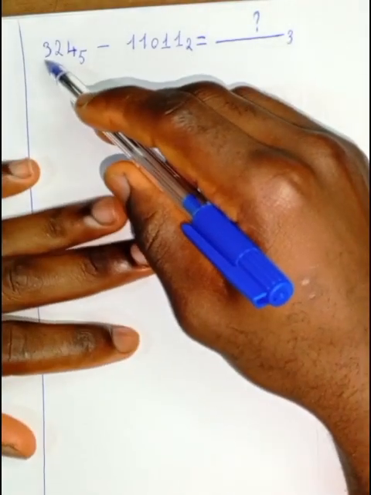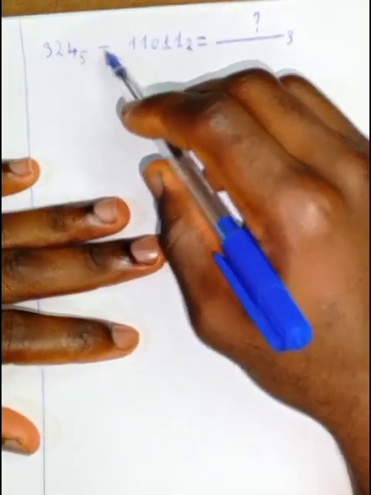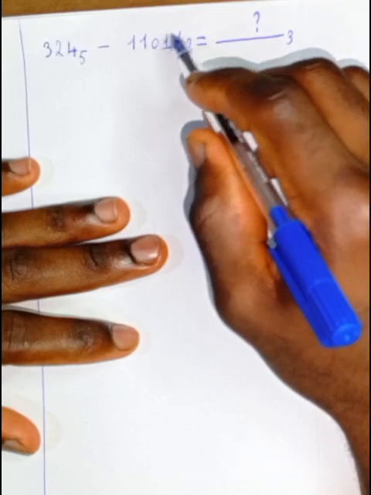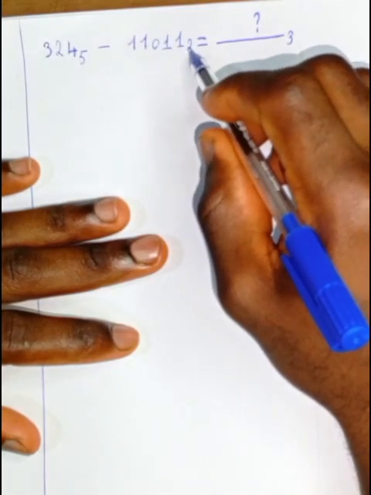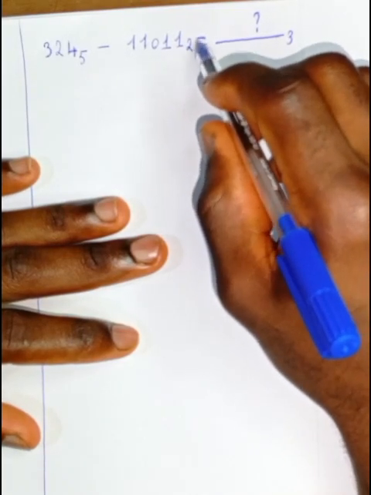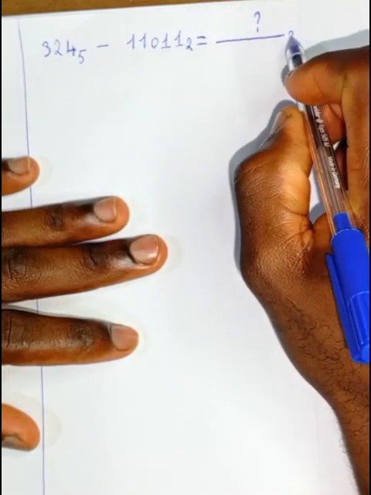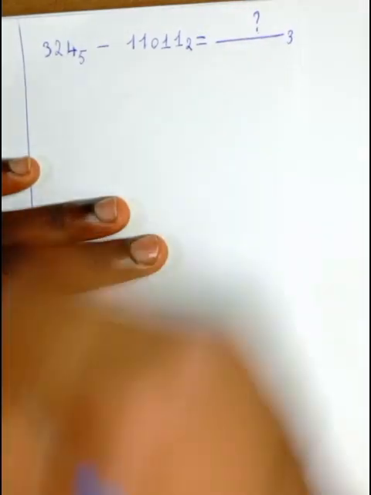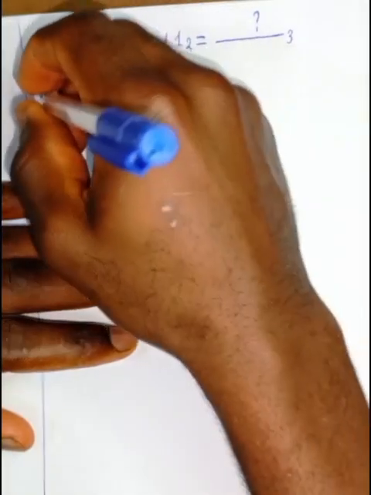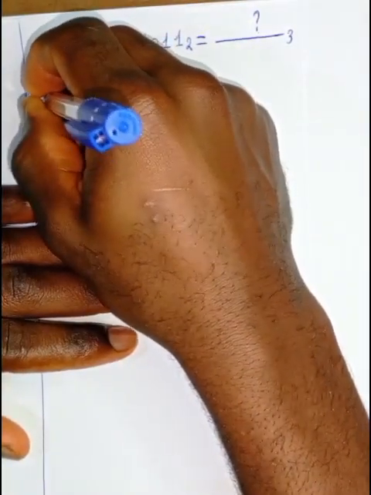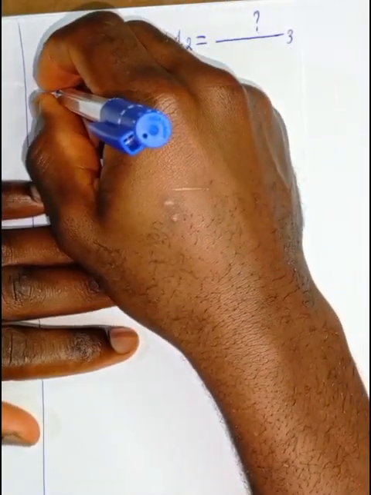We have 324 base 5 minus 11011 base 2 will be equal to a certain number in base 3. We need to perform this subtraction. First thing, we are going to start by changing these two numbers to base 10.